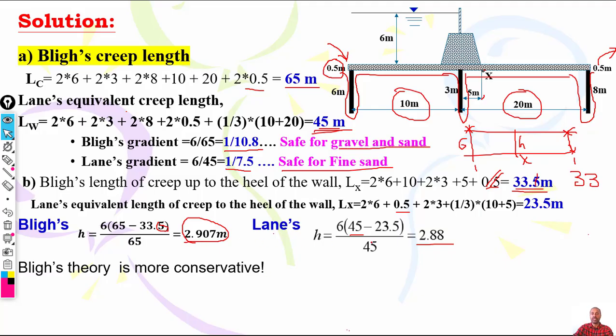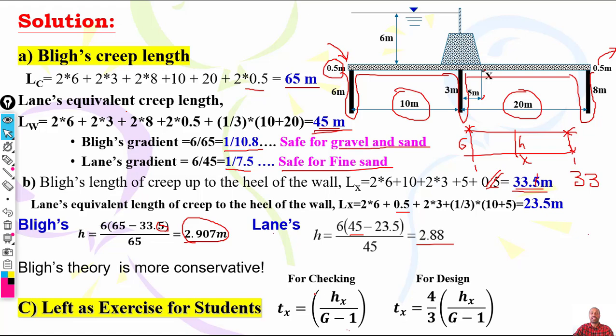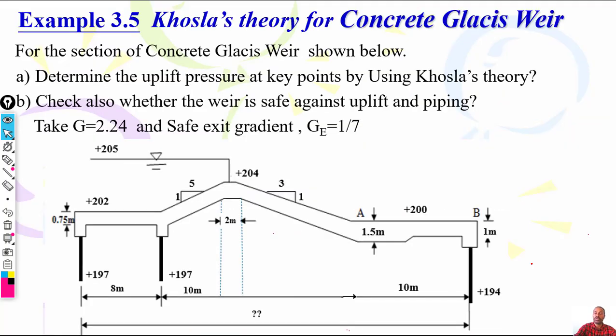So I think part C left as exercise for students. So for checking purpose, don't forget to use this equation for thickness. But for design purpose, if thickness is not given, you can just design using this one. So I hope this is enough for part 1 session. I will proceed in the next slide, which is for concrete glacis weir or slope weir. So this is, I think, a nice example.